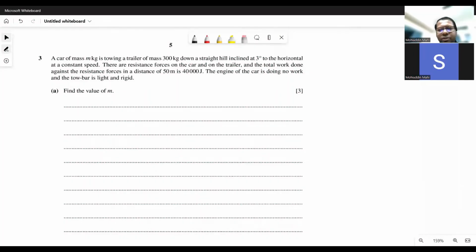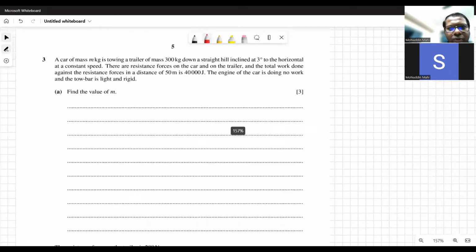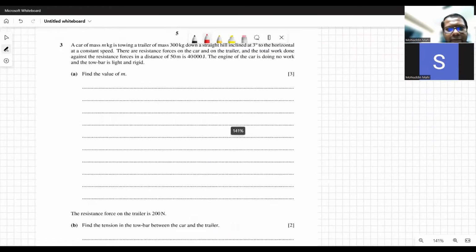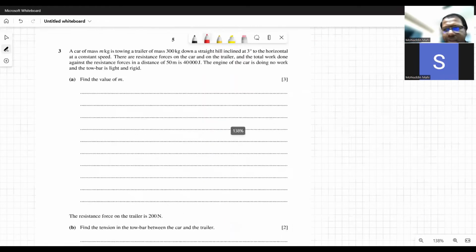Let's go through the questions. Question first. A car of mass m kg is towing a trailer of mass 300 kg down a straight hill inclined at 3 degrees to the horizontal at a constant speed. So at first we have to draw a well-labeled figure.